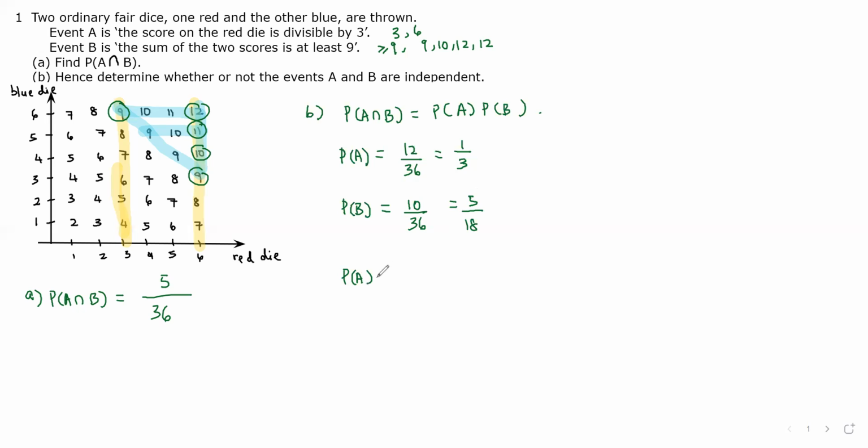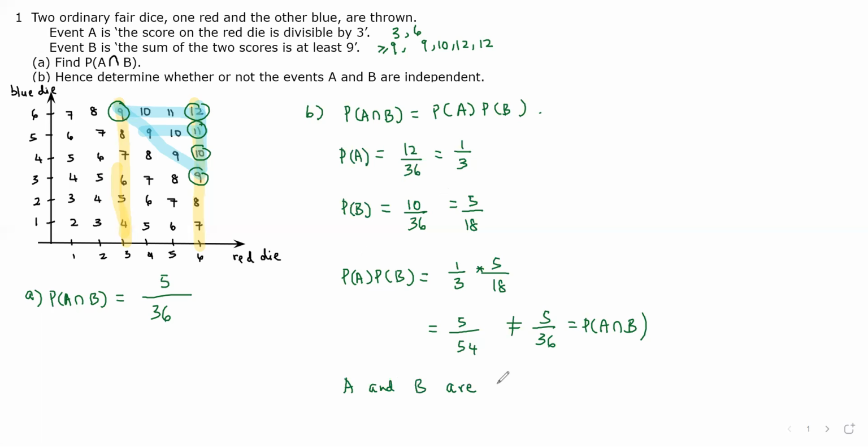Now we find the product of the probability of A and the probability of B. We have 1 over 3 times 5 out of 18. That will give us 5 out of 54. And clearly, this is not 5 out of 36, which is the probability of A intersect B. We see that the probability of A intersect B is not the product of the probability of A and the probability of B. Then we say that A and B are not independent.